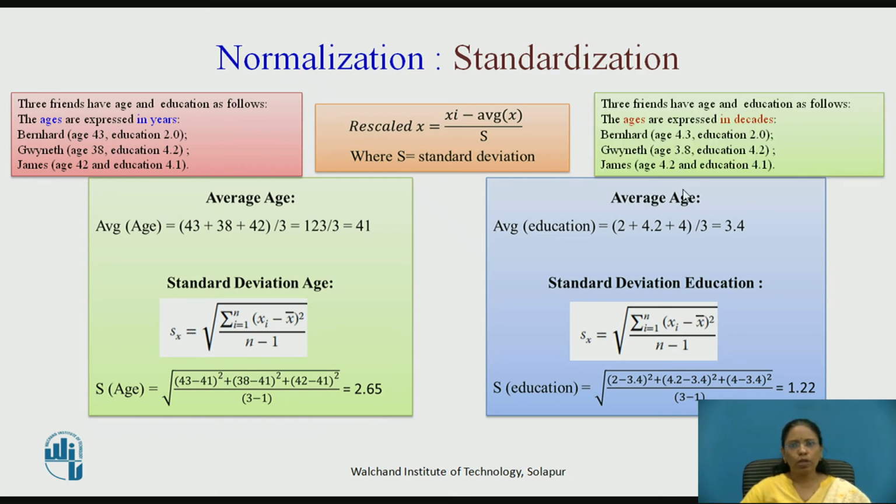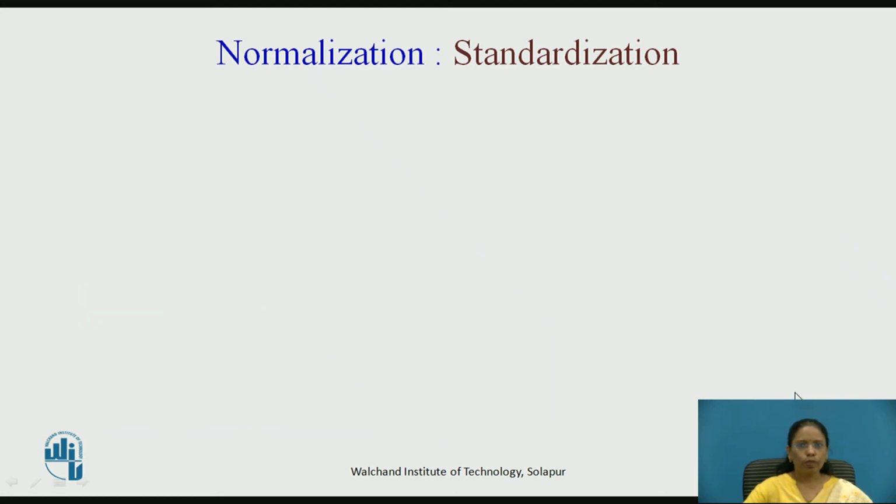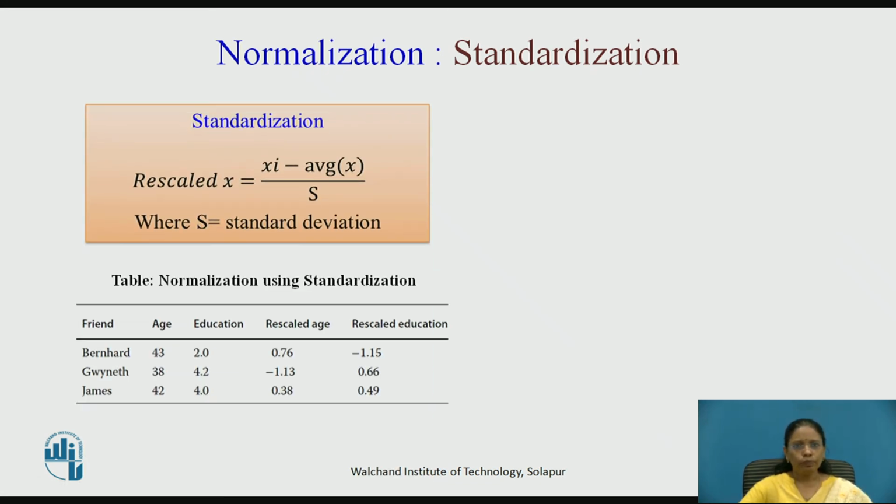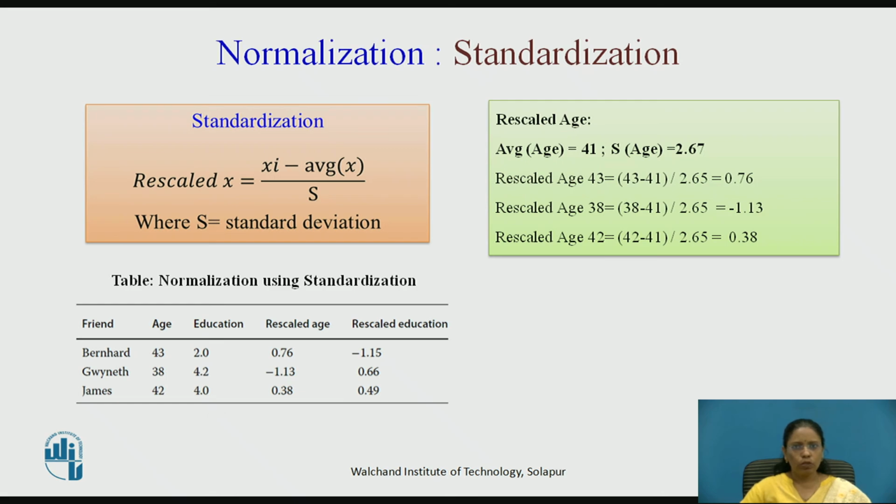Similarly, I can find the average age when the age is expressed in decades, which is 4.3, 3.8, 4.2, and so on. So we get the average as 4. For education, the values 2, 4.2, 4.1 give an average of 3.4, and the standard deviation, calculated by the same method using this formula, is 1.22. So when I use standardization, I get the table values like this.